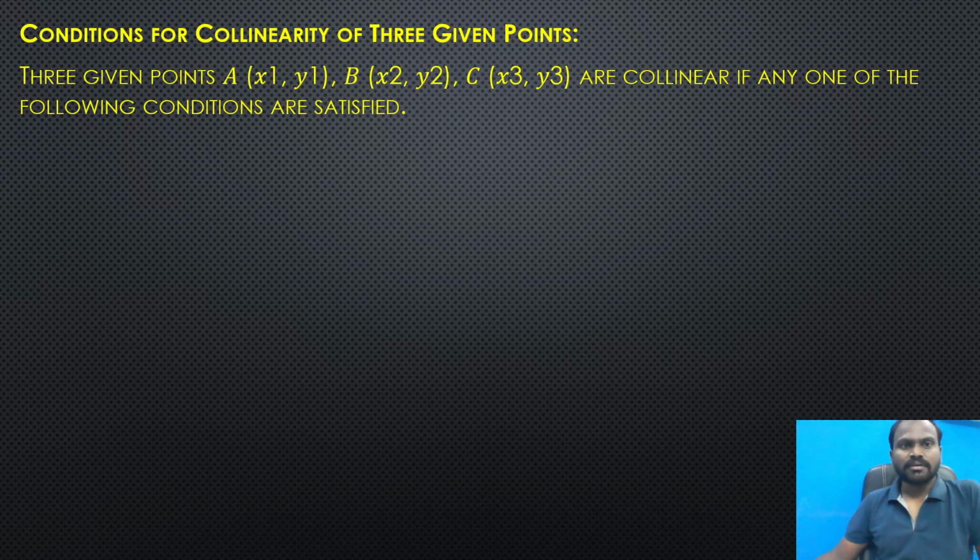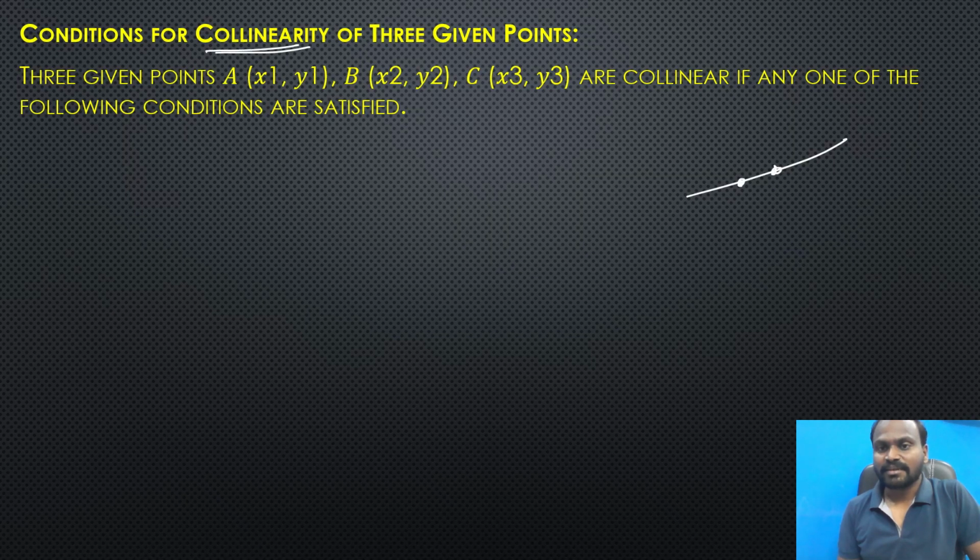So for example, collinearity. First of all you should know the definition of collinearity. So what is the definition of collinearity here? Three or more points lying on the same line, then we call them collinear points. We will simply call them collinear points, right students?